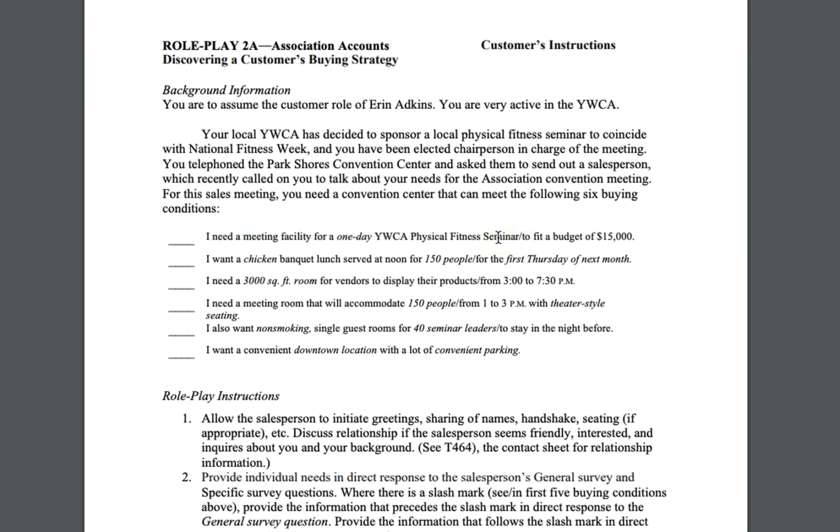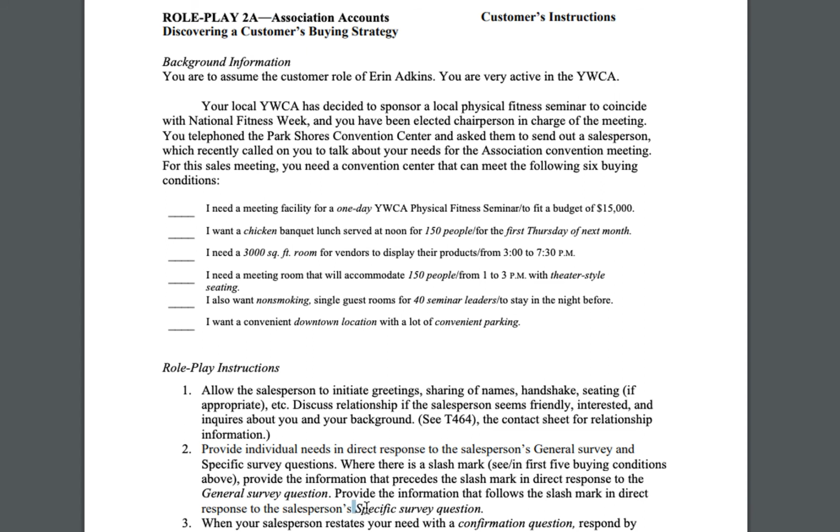Now, in terms of getting more information, the salesperson would have to ask a specific survey question, otherwise known as a probing question. Again, just to get more detail. So in this case, the survey question could be, has it been a challenge to find a venue for the right price? This is when the customer can respond by saying, yes, it's been a challenge because we have to fit our budget of $15,000. So that's an example of how you can use general survey and specific survey questions.